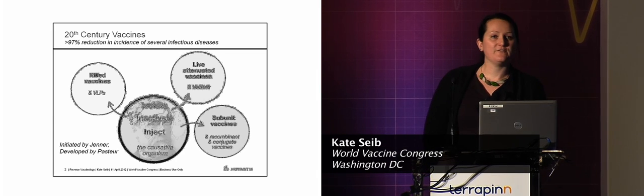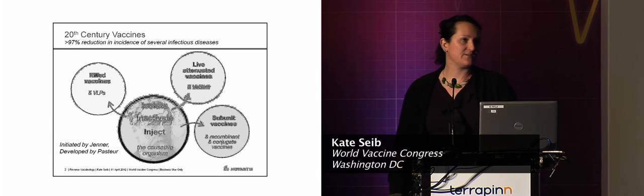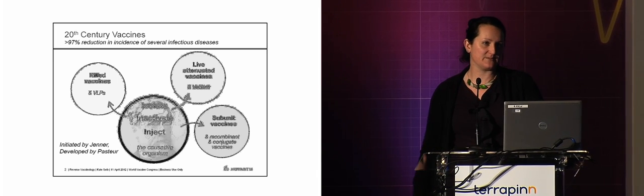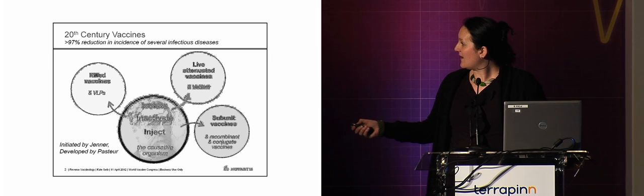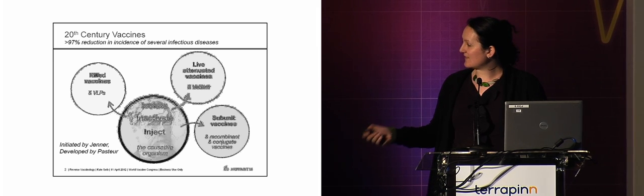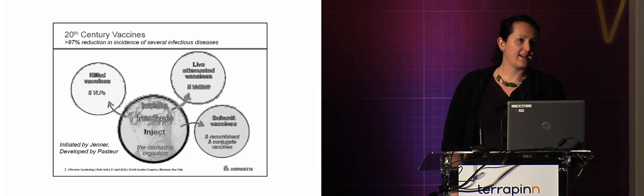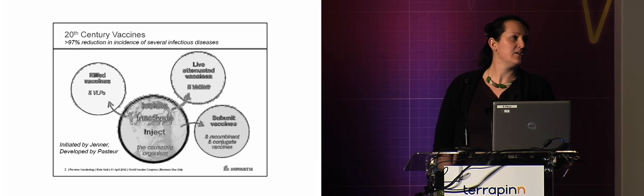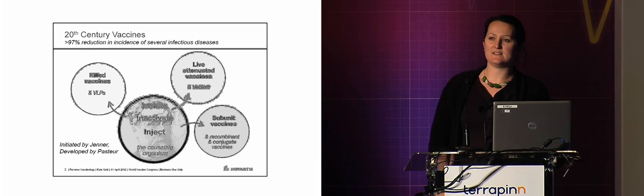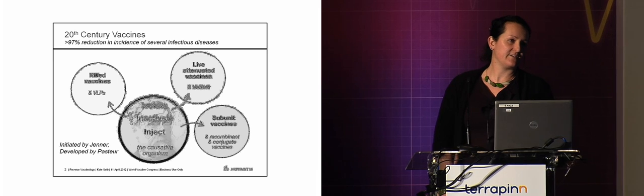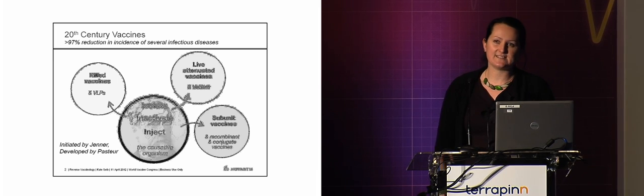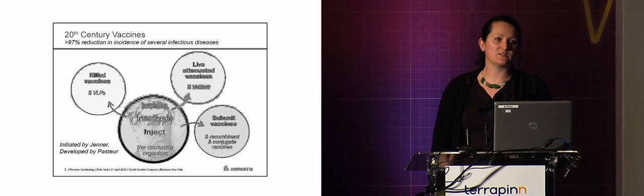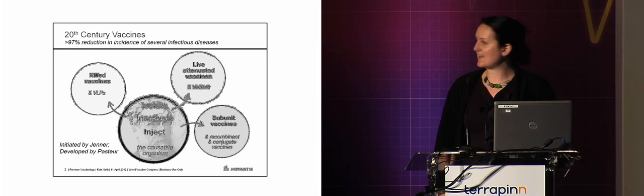But firstly, if we look back to the vaccines that were licensed during the 20th century, the majority of these were developed using Pasteur's principles, which are essentially to isolate, inactivate, and inject the organism causing disease. And as a result, we have many killed vaccines, live attenuated or subunit vaccines, all of which have had an enormous impact on the incidence of infectious diseases. For example, it's estimated that there's been a 97 to 100% decrease in the incidence of diseases such as smallpox, polio, measles, and tetanus, just to name a few.